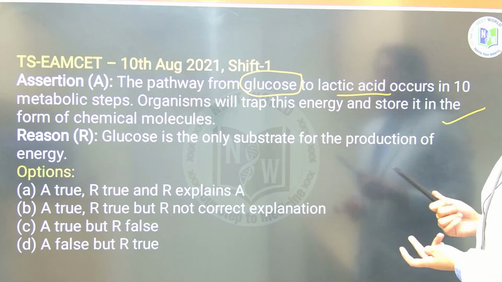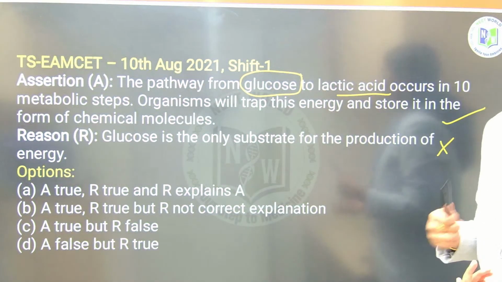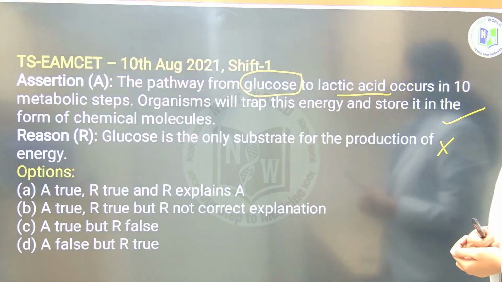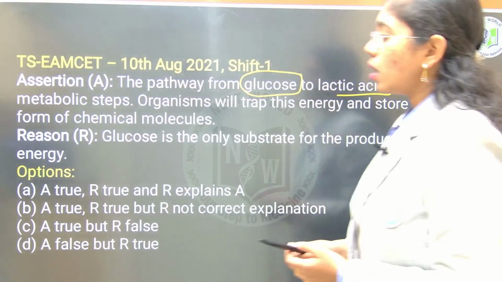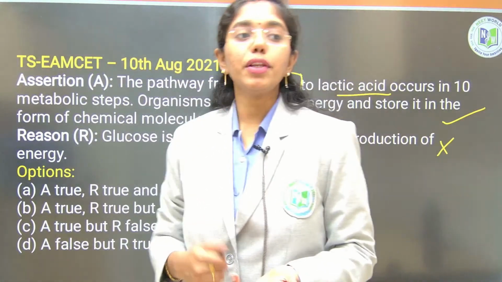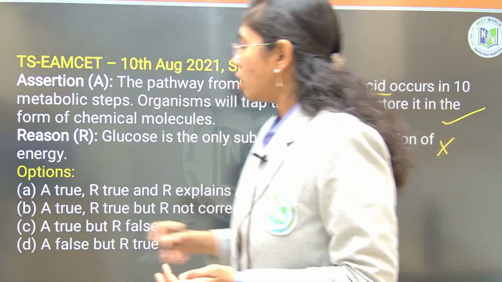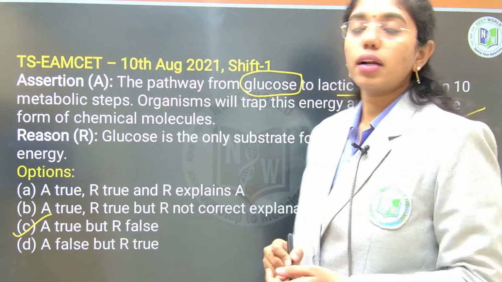Glucose is the only substrate for the production of energy. No, there can be many respiratory substrates. It can be fats and proteins as well. Fine. So, here A will be true and R is false. Option C will be the right answer. Clear?